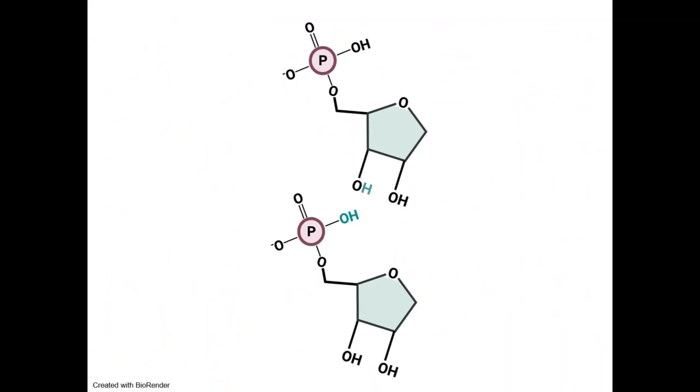Here we can see the highlighted groups that must break away to allow this bond to happen. 2 hydrogens and an oxygen are removed to form water, and a phosphodiester bond between the sugar and the phosphate group is created.